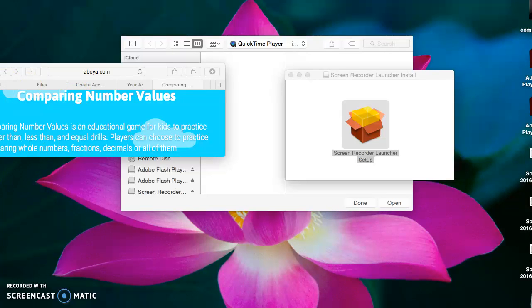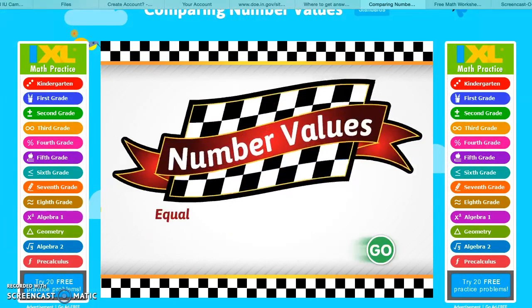Okay, so today we are going to be learning about place value and understanding how to compare two three-digit numbers. So that would be numbers in the hundreds, the tens, or the ones place. We're going to decide if numbers are greater than each other, equal to each other, or less than each other. So I found a fun game on the internet, and it's a game called Comparing Number Values.